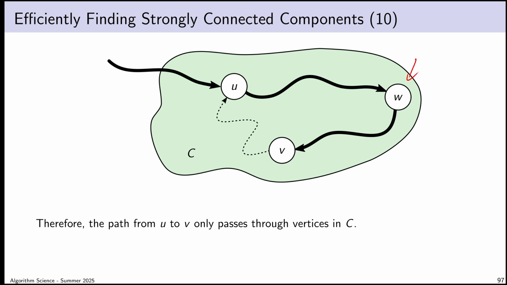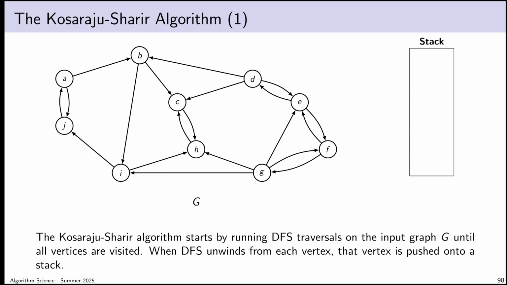Okay, so there's our proof of theorem B. So if a DFS tree gets into a strongly connected component, it rattles around inside the component until it's reached every vertex in the component. There is a path in any DFS tree between vertices inside the same component that passes through only vertices in that component. Okay, now we're ready to talk about the Kosaraju-Sharir algorithm.